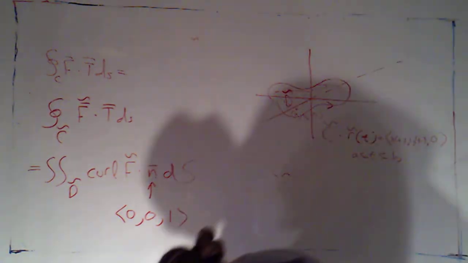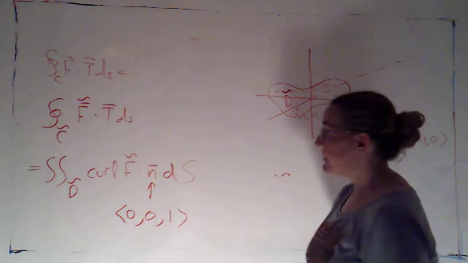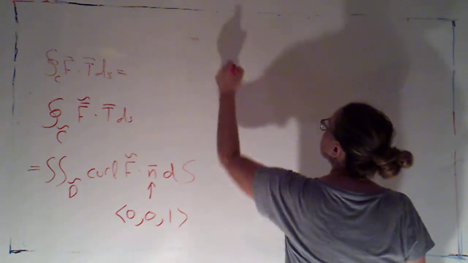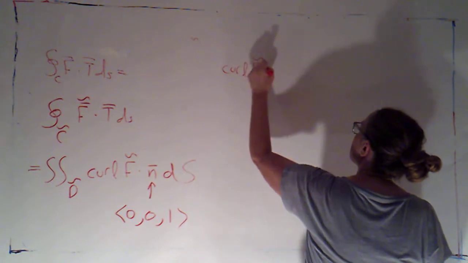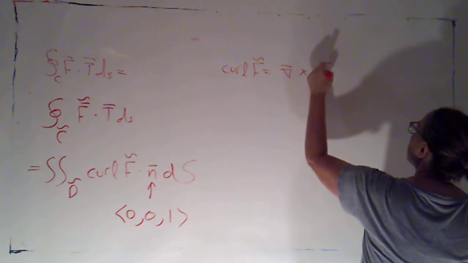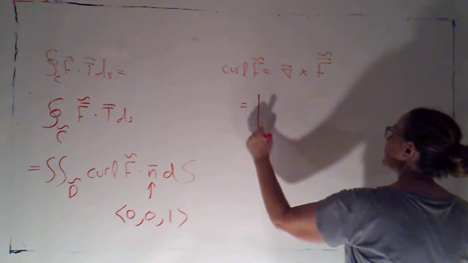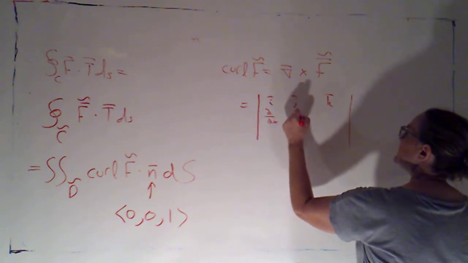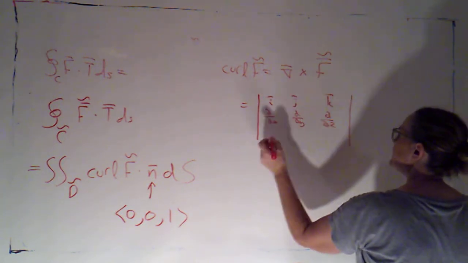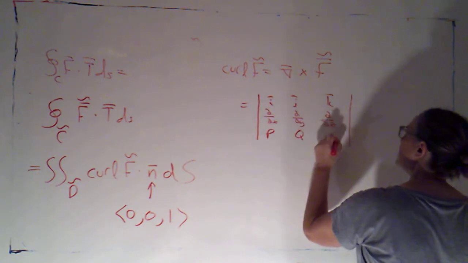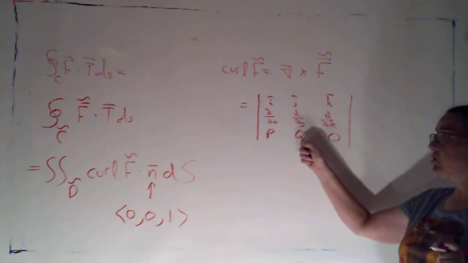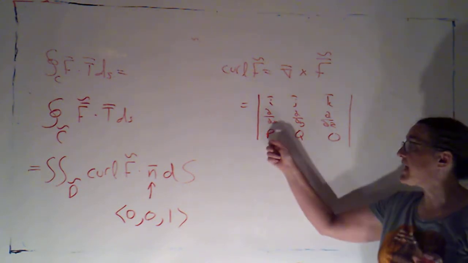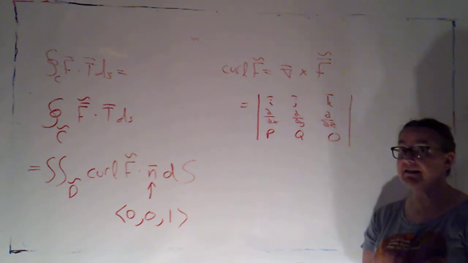Okay, so let's calculate the curl of F tilde. That's the del operator crossed with F tilde. That's going to be the symbolic determinant: i, j, k; partial x, partial y, partial z; P, Q, 0. And just a reminder, P and Q are the same component functions we had in our original vector field F, so they are functions of just x and y. There are no z's in them.